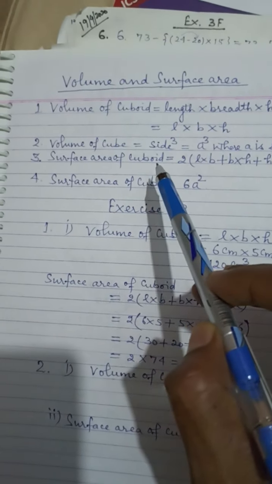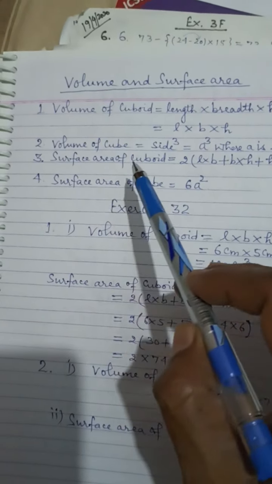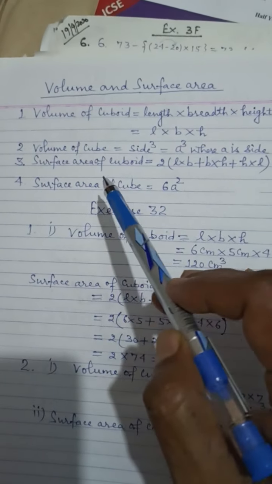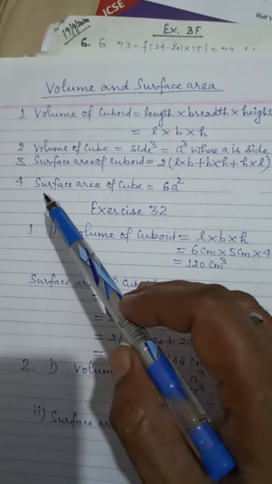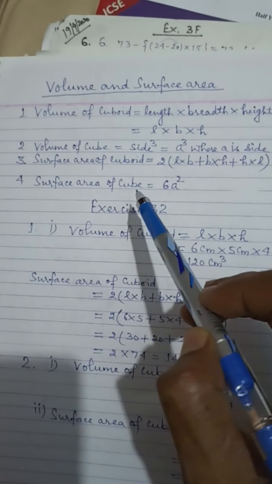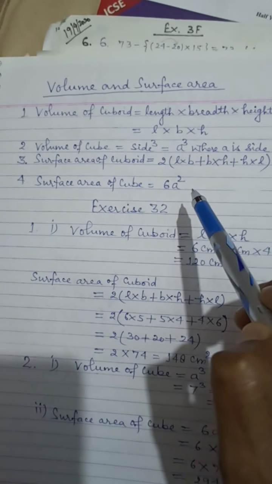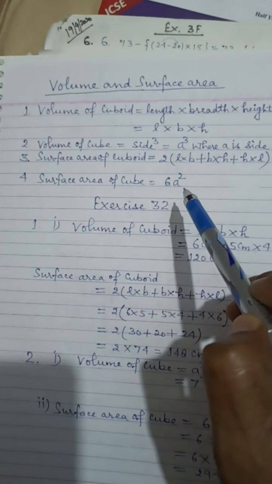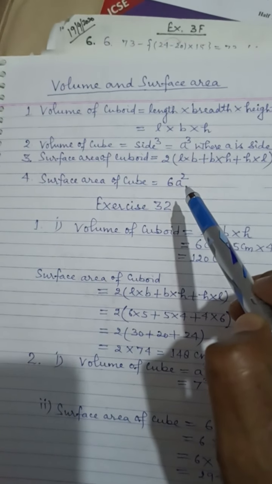Now surface area of cuboid. Surface area of cuboid is 2 into length into breadth plus breadth into height plus height into length. So you say 2 into (LB plus BH plus HL). Okay, this is the surface area of cuboid. Clear? Now surface area of cube. Surface area of cube is 6A square. This is the surface area of cube.